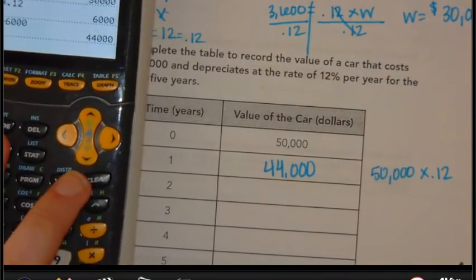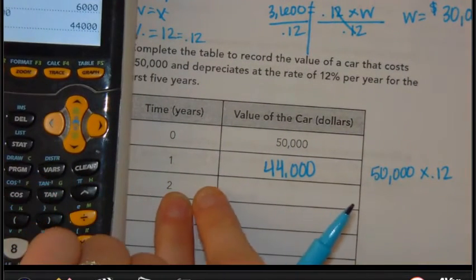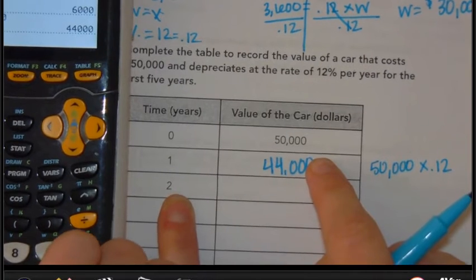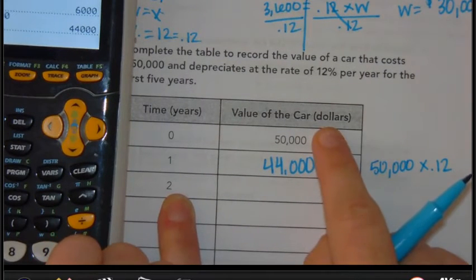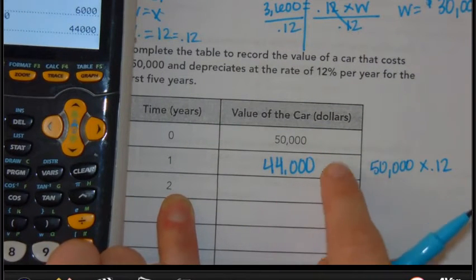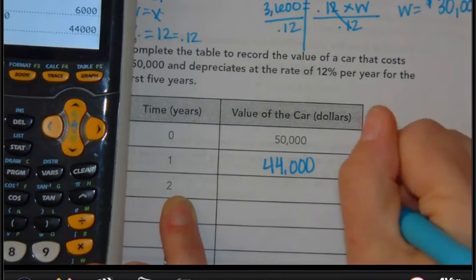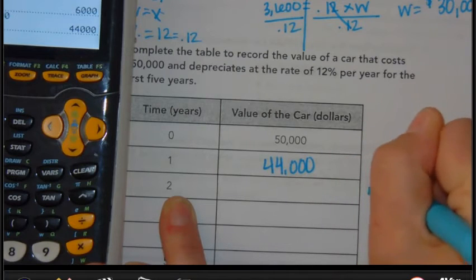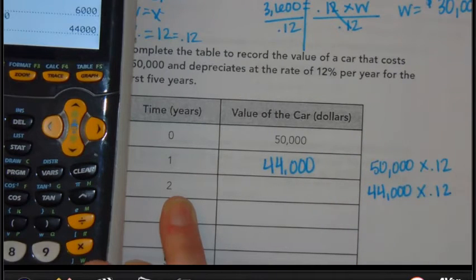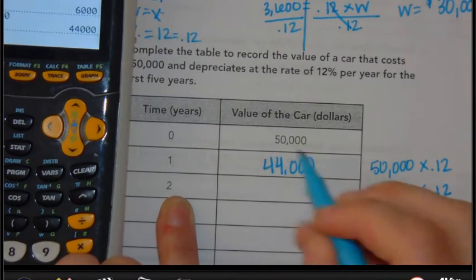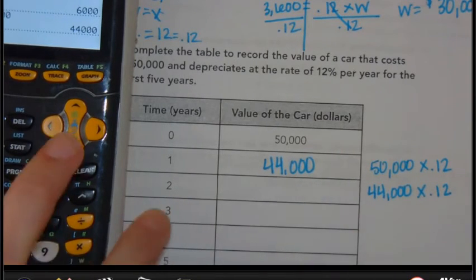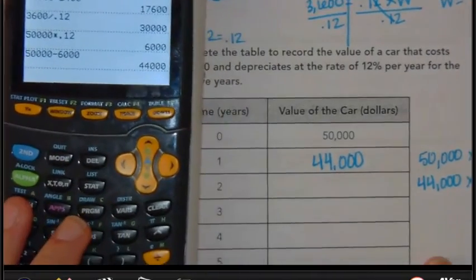Okay, now I'm going into year 2. Well, at the end of year 1, it was worth $44,000. My car is no longer worth $50,000. It's only worth $44,000. So I have to start with $44,000 here times 0.12 because it's going to depreciate by 12% each year off of what I start with. So I start year 2 off with $44,000.